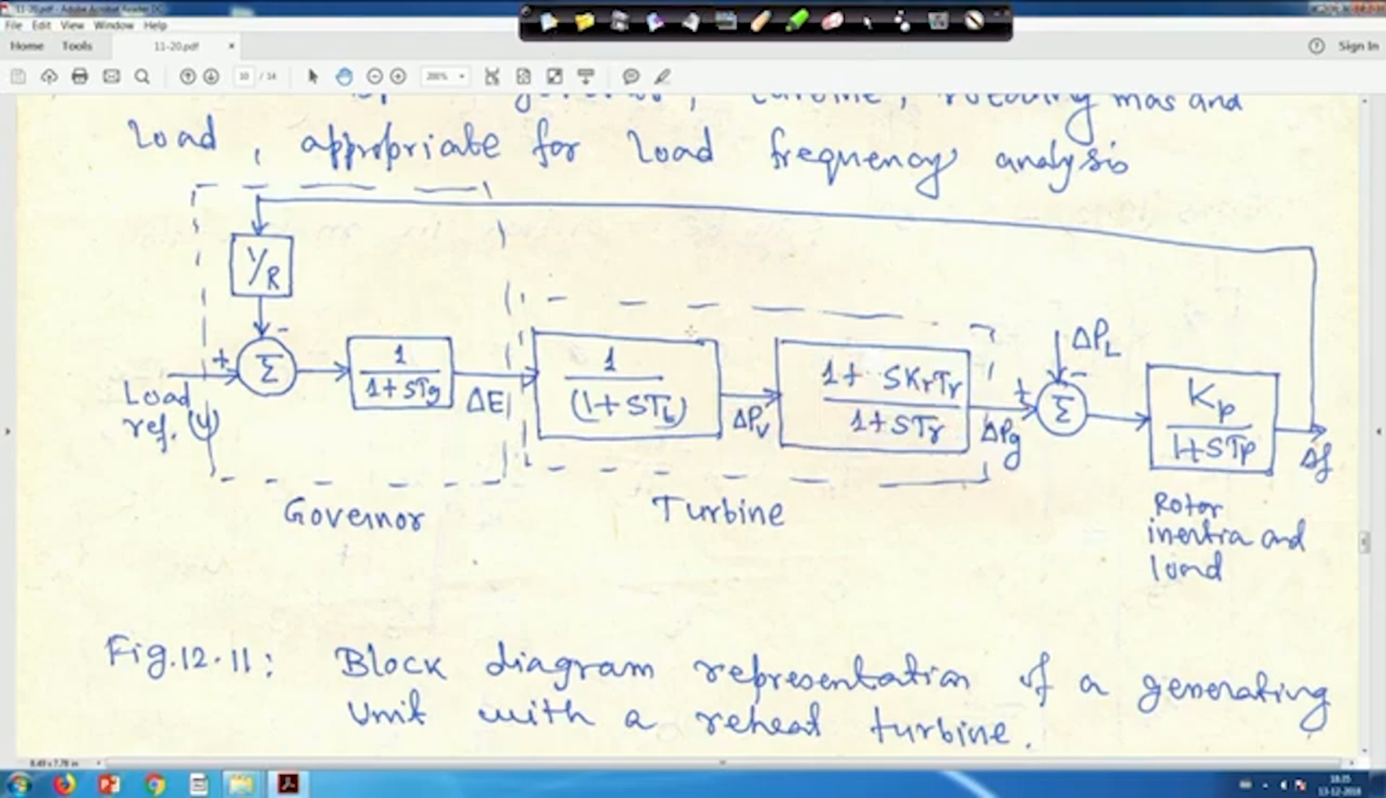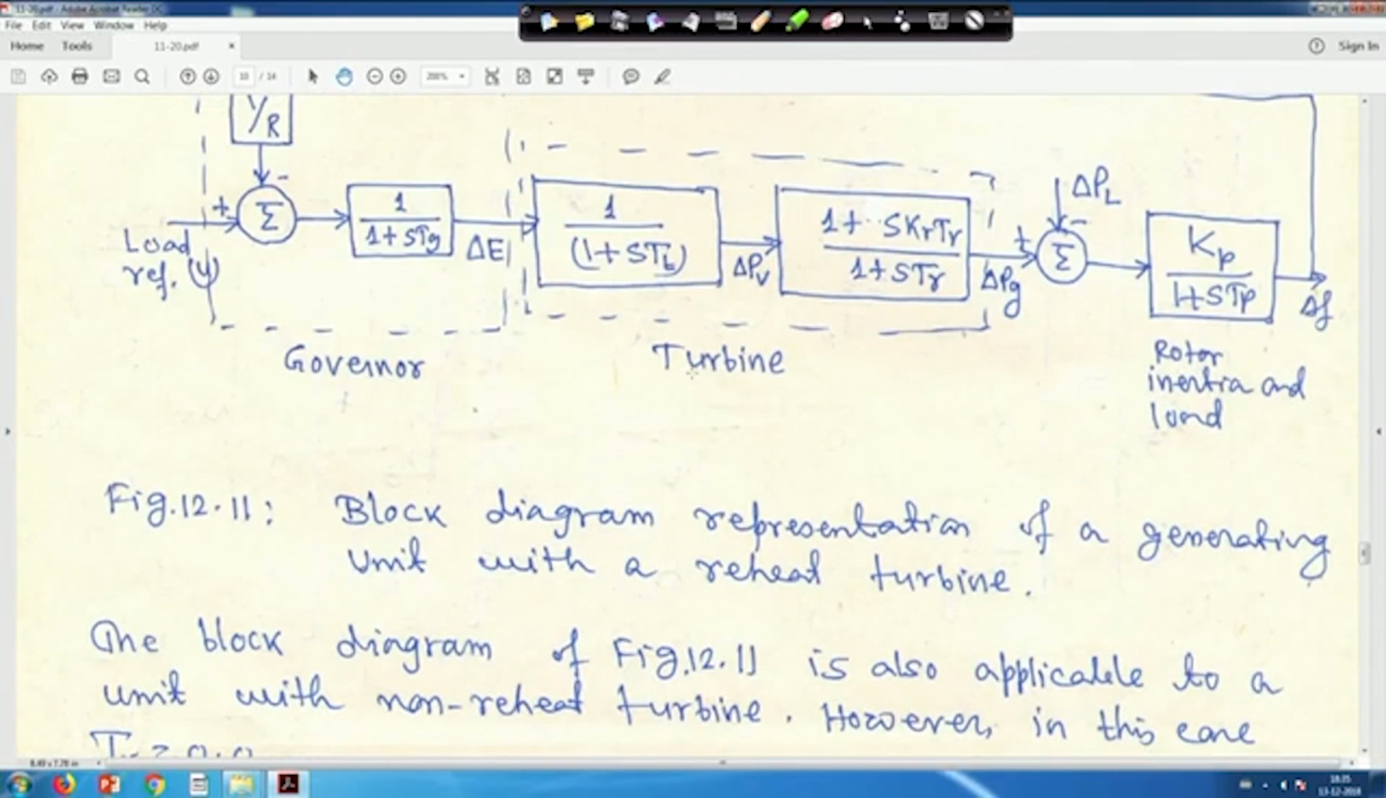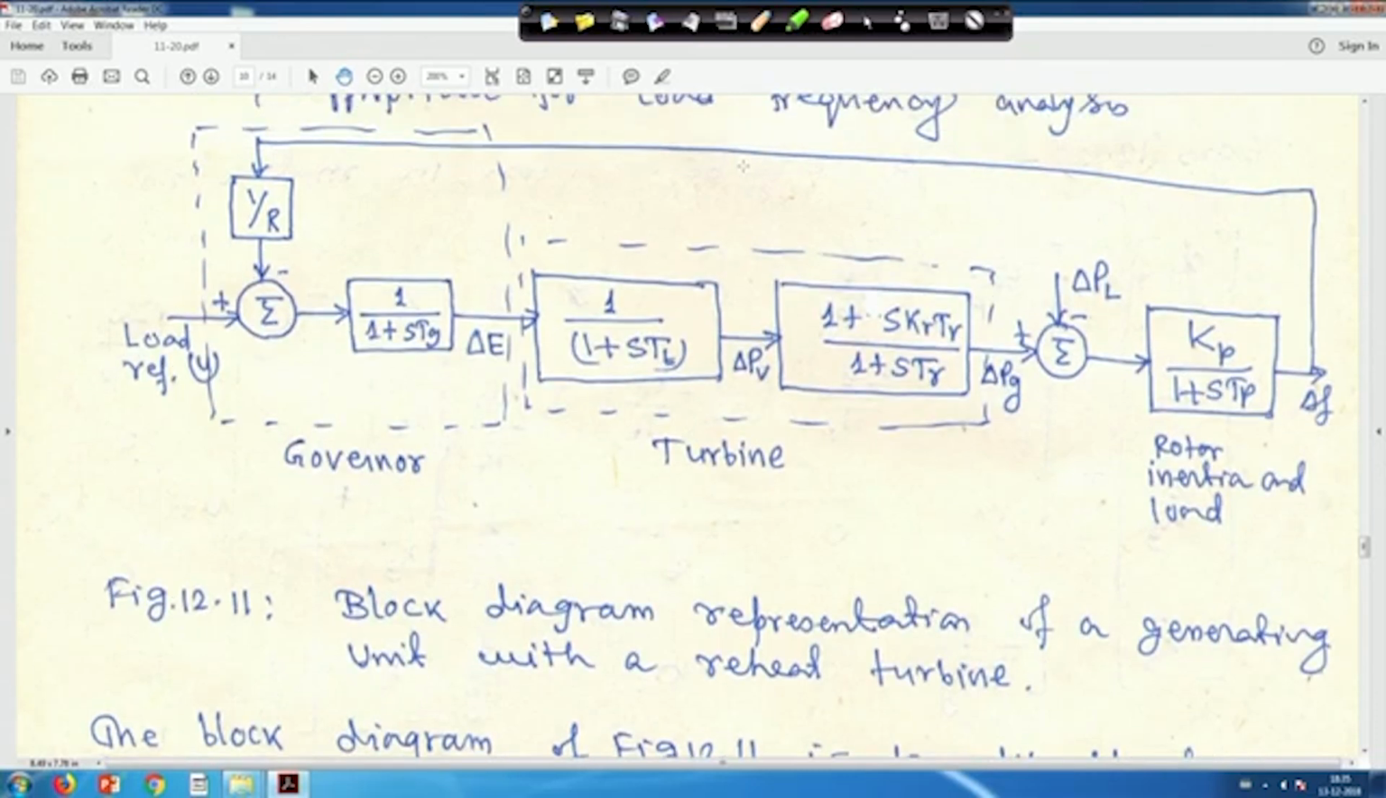Now, state variable analysis, we have to go further, right. So, delta F we have taken x1, delta PG x2, delta PV x3 and delta E is equal to x4. Now, I am showing just one, the others I think you can do. Assuming all initial conditions are 0, this delta F is x1, this is my x2, this is my x3 and this is my x4, right.